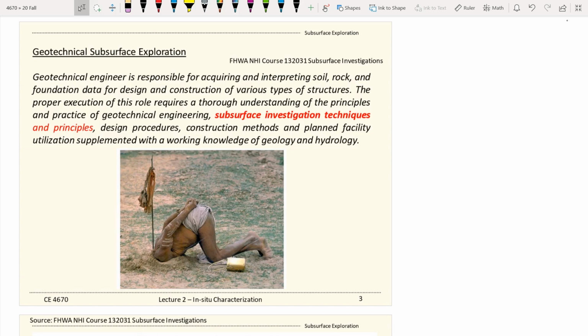A very important part within it is the geotechnical subsurface exploration, which means we need to understand the investigation techniques and principles that we will use to get the data that we need. So we want to look into the ground with a much better method than just putting our head into the ground.